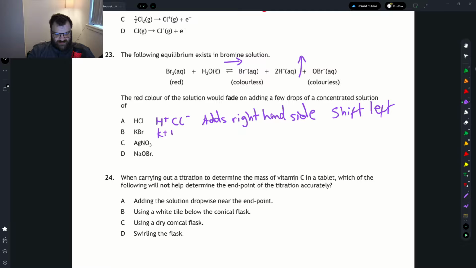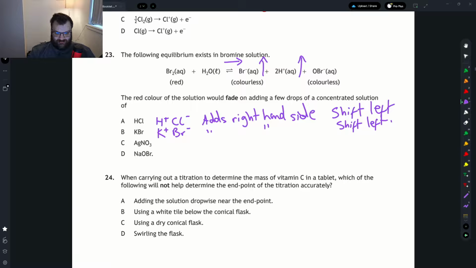KBr is K plus Br minus. So K plus Br minus. We're adding to the right hand side. So we're going to again shift left. I'm going to just skip.